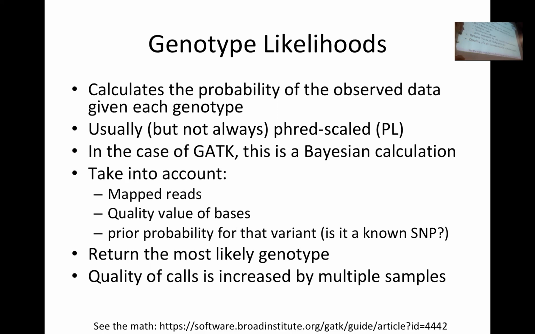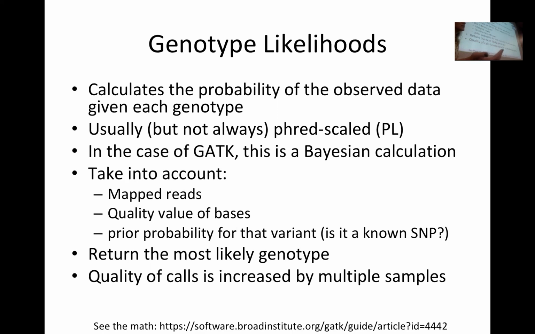In the case of GATK, this is a Bayesian calculation. It takes into account your mapped reads. How many mapped reads did you have that covered that base? What were the quality values of each of those individual bases? And if you have a prior database, the prior probability for that variant. Like, is it a known SNP? If it's a known SNP, then it's much easier to say that's probably real than if it's not.